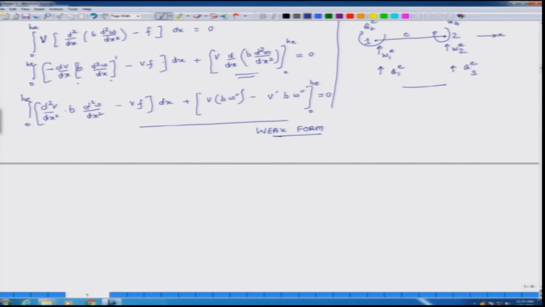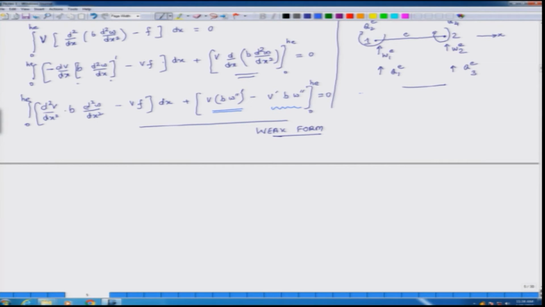Okay. If I look at the boundary terms, I now have two boundary terms. One is V times the first derivative of B times W prime prime, and the second boundary term is V prime B W prime prime, right. In our earlier lectures, we had said that these boundary terms help us figure out what the primary variables and the secondary variables are.